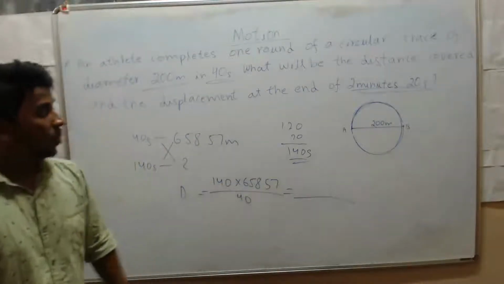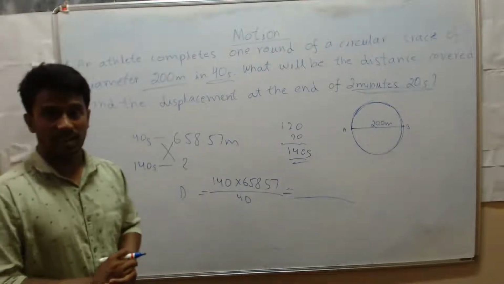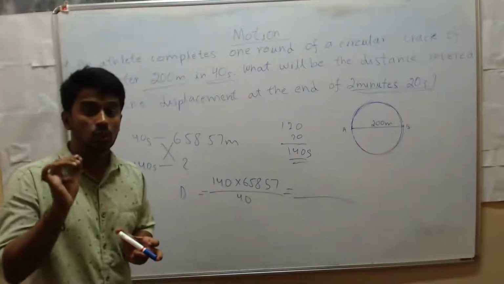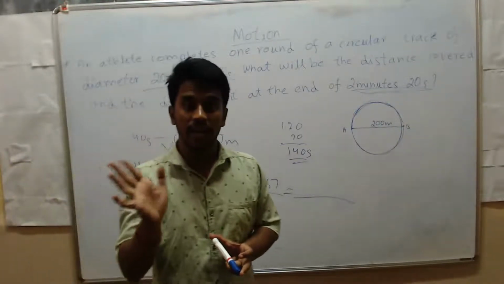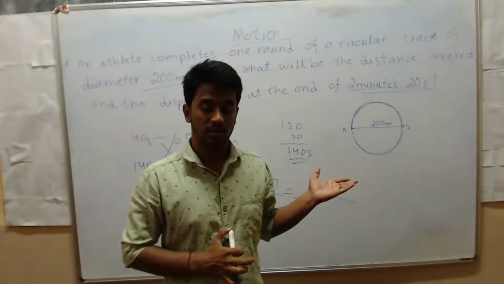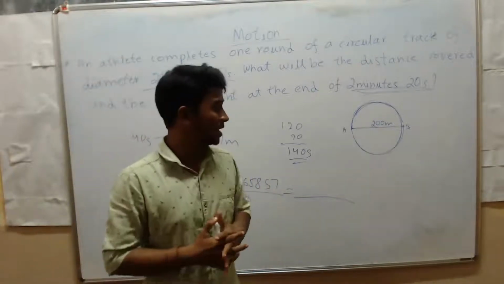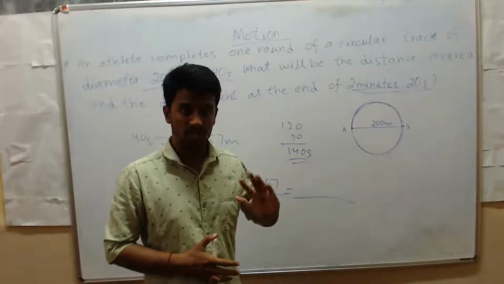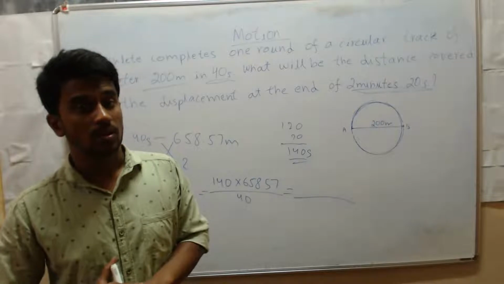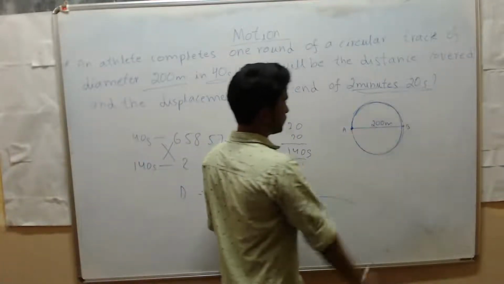Clear? Next, what will be the displacement at the end of 2 minutes 20 seconds? To calculate displacement, you should know the starting point and ending point. Clear? To calculate distance we don't need that, we just need the actual path. But for displacement we need the starting and ending point. So he started his journey at A.